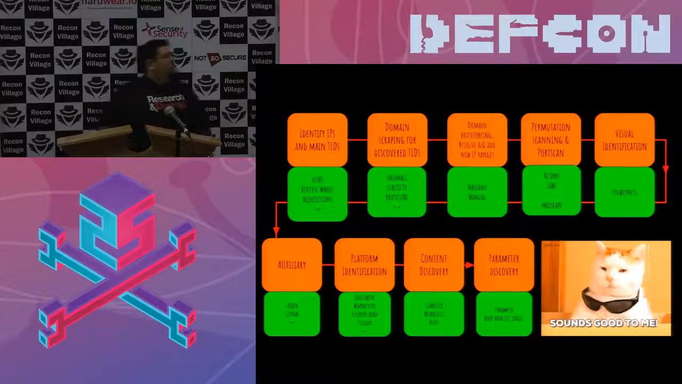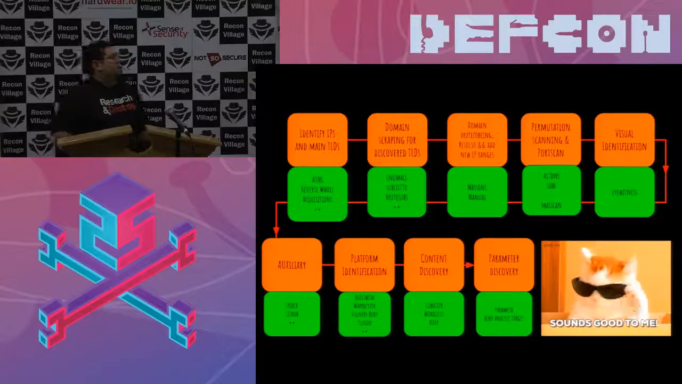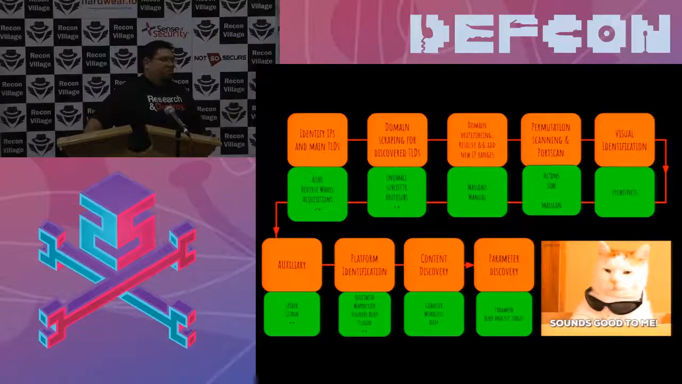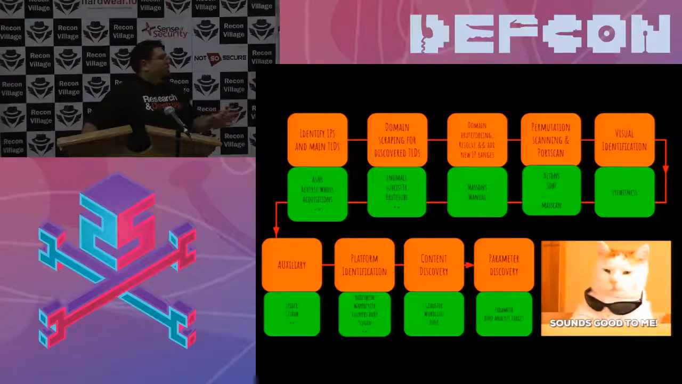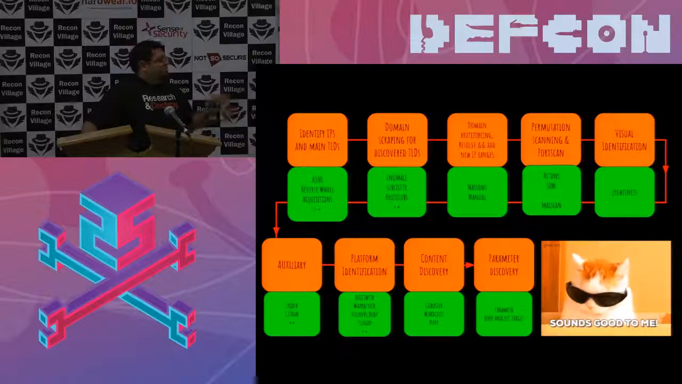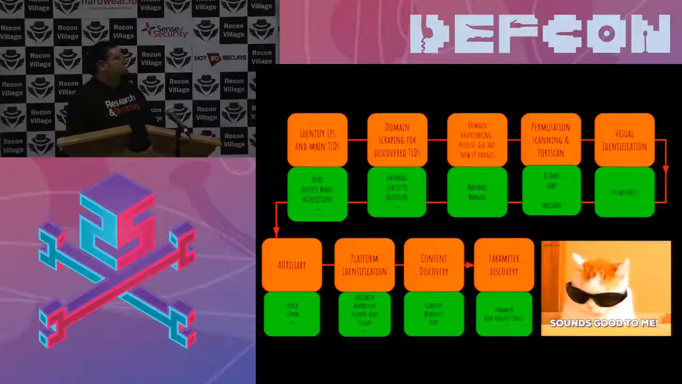So we start with identifying our target, their main TLDs. We move on to domain scraping for those discovered TLDs. We go into domain brute forcing. Then we go into permutation scanning and port scanning. We do some visual identification. We do some auxiliary stuff. And then we go into the sites that we have now discovered, and we start doing platform identification, content discovery, and parameter discovery. So this is kind of how it works.